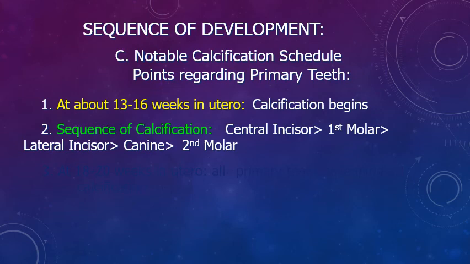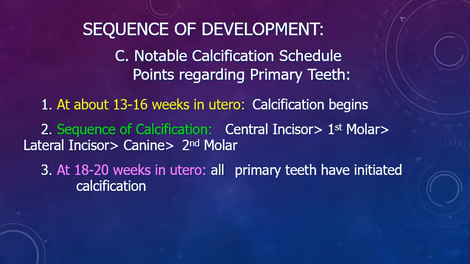Now, the sequence of calcification of primary teeth starts from the central incisor, then the first molar, and after the first molar has calcified, then the lateral incisor, followed by the canine and the second molar. Now, the eruption pattern is actually quite different from the sequence of calcification. The central incisor erupts first, then the lateral incisor, then the first molar, then the canine, and then the second molar. So there is a difference in the sequence of eruption and the sequence of calcification. But the thing to understand is that the calcification stages are usually very rigid and remain the same, while there's a lot of variation in terms of eruption and emergence.